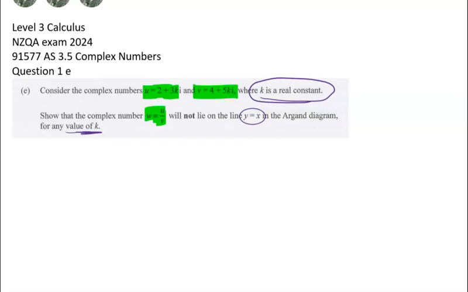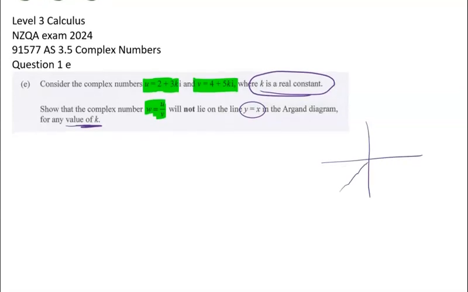Okay, so what we can say here is, here's our little sketch. The line y equals x looks like this. All right, and so what we've got to show is that the imaginary and the real components are the same, and if they're the same, then it will lie on y equals x on that line there.